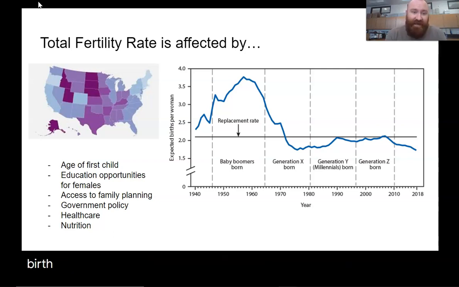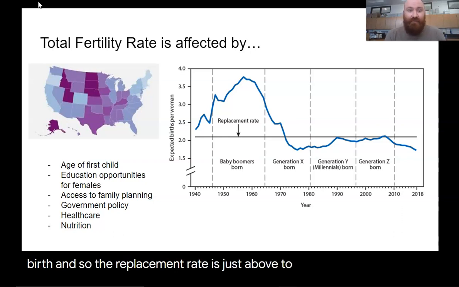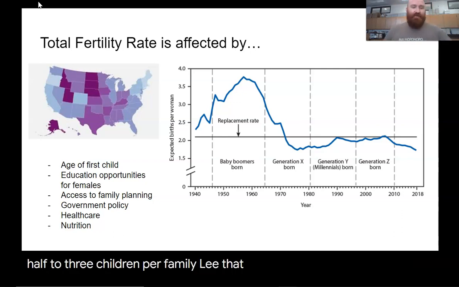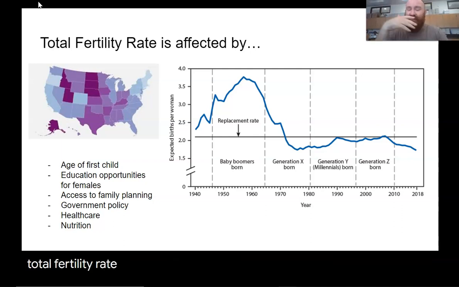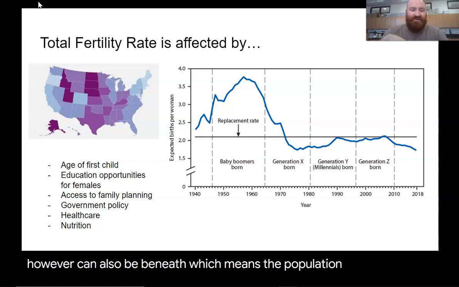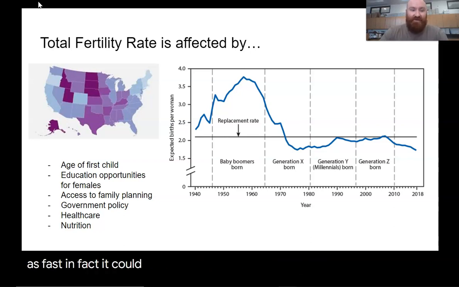Total fertility rate is how many children are being born per woman who is able to give birth. The replacement rate is just above 2 births per woman. That means that a couple will have 2 children, and that's replacing them. That is replacement level. If it's above that, maybe 2.5 to 3 children per family, then the total fertility rate is higher than the replacement rate, which means the population will be growing. However, it can also be beneath, which means the population is not growing as fast. In fact, it could be shrinking.